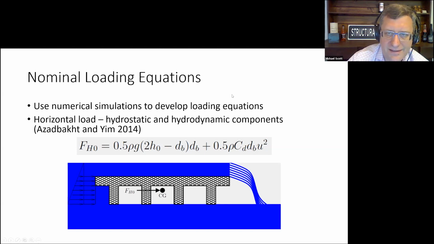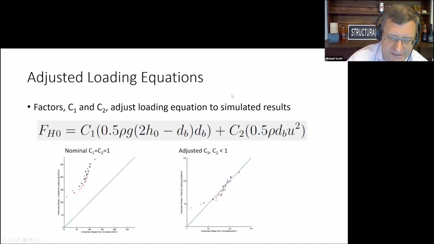that's what we chose to adjust, based on numerical simulations. Okay, so we took the hydrostatic component and then introduced a factor, just a linear factor C1, and for hydrodynamic, a factor C2 that would allow us to develop a loading equation that would match the simulations with some of the numerical experiments, and I go from there.